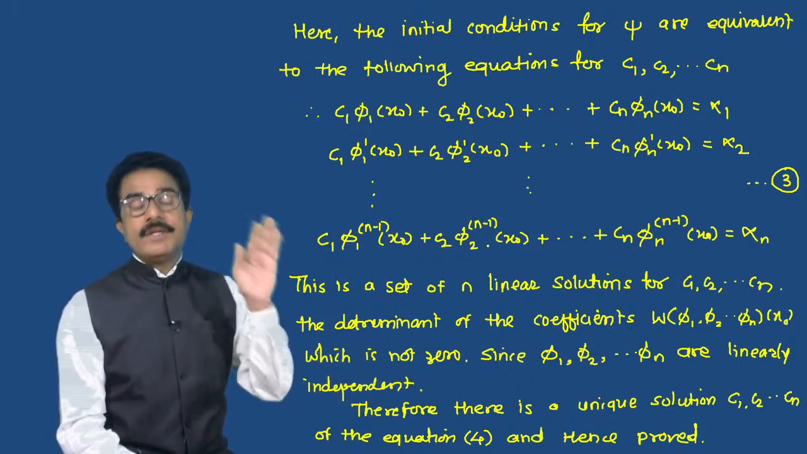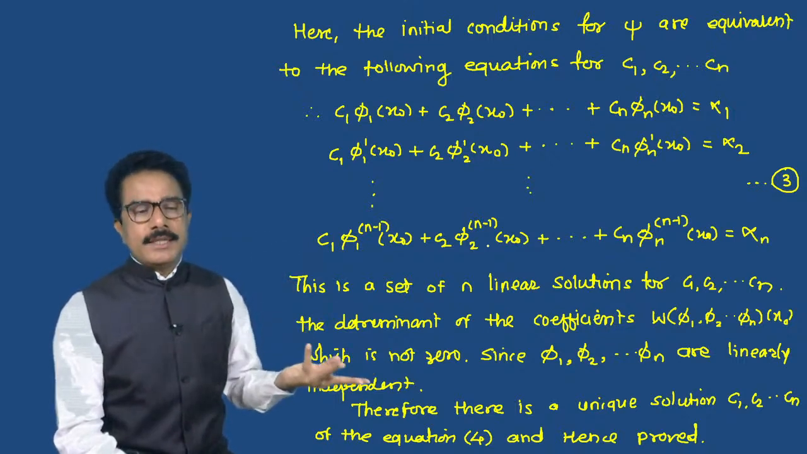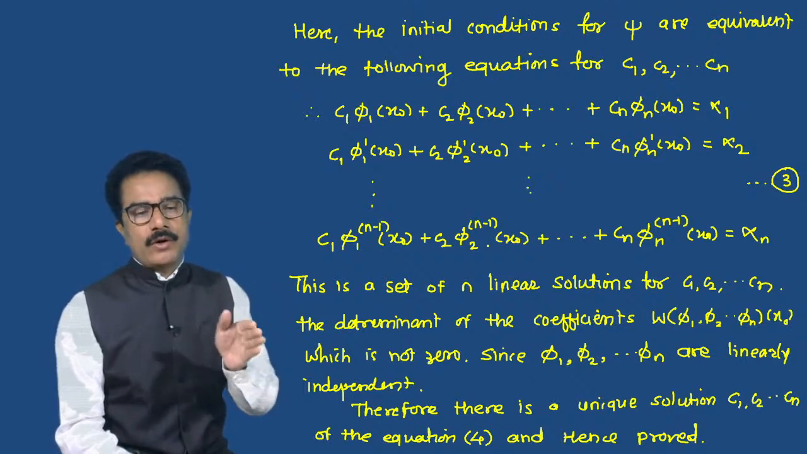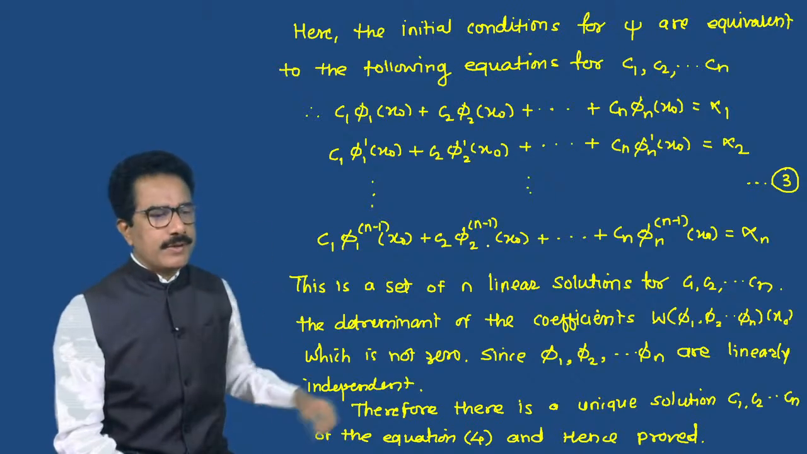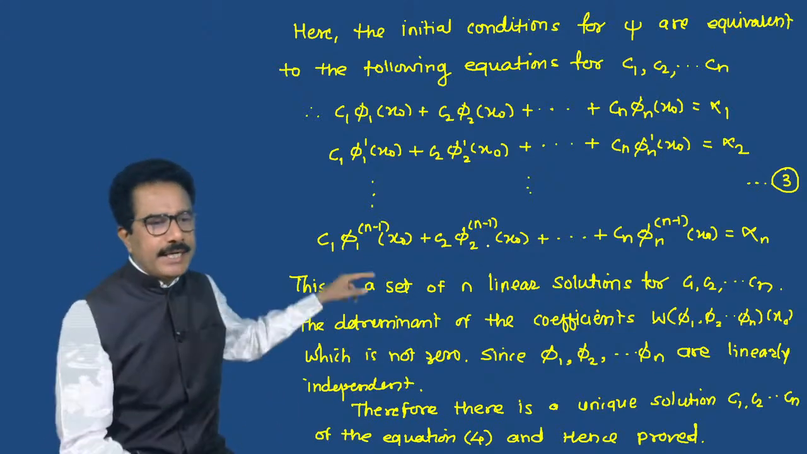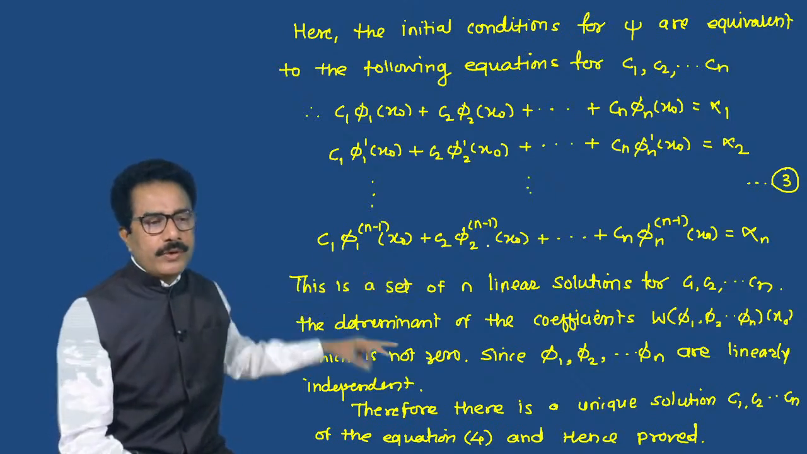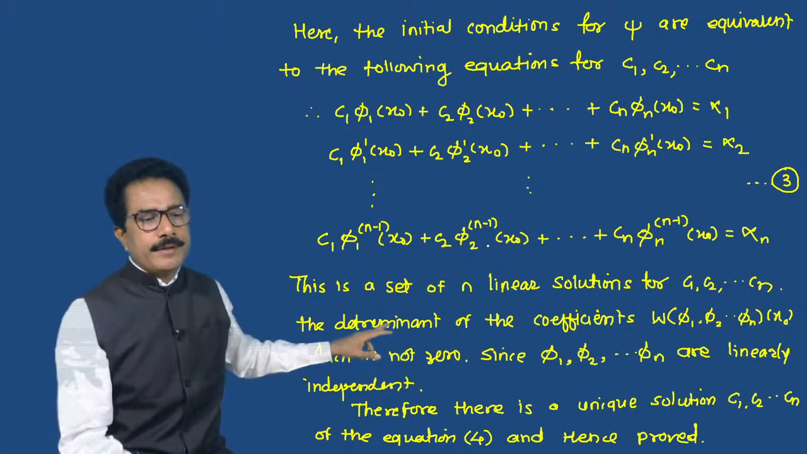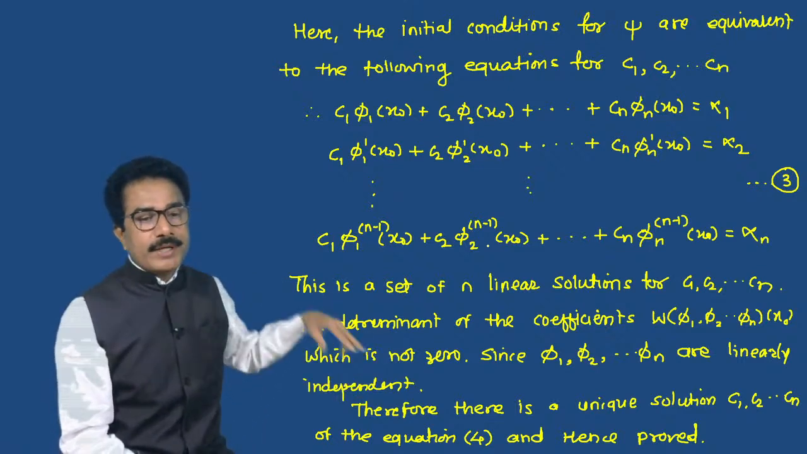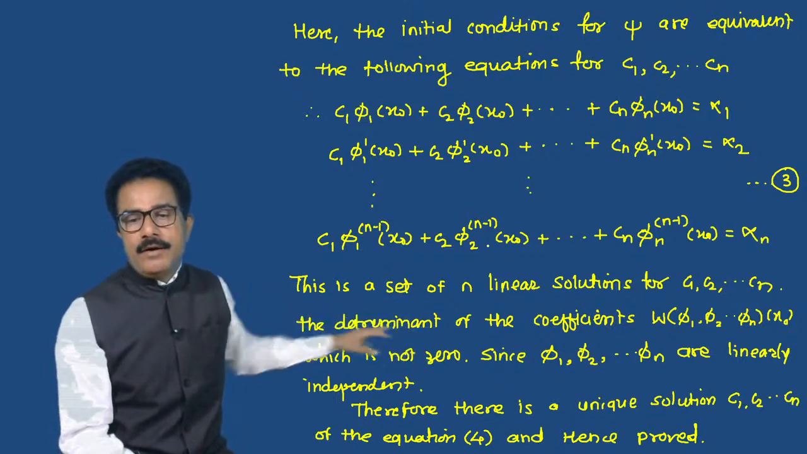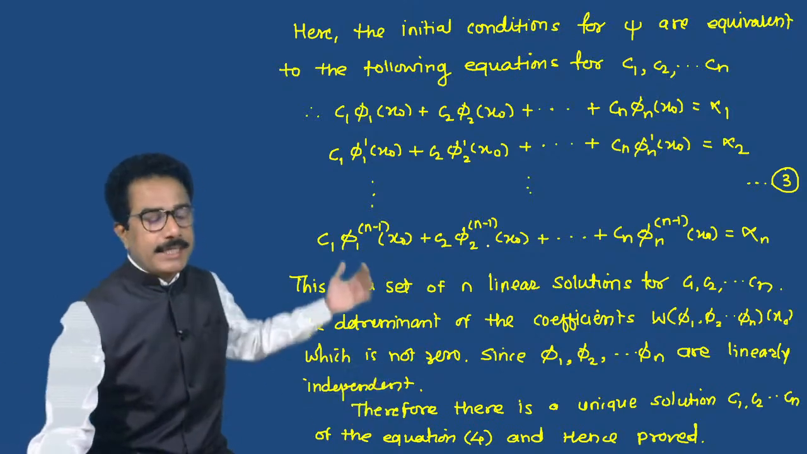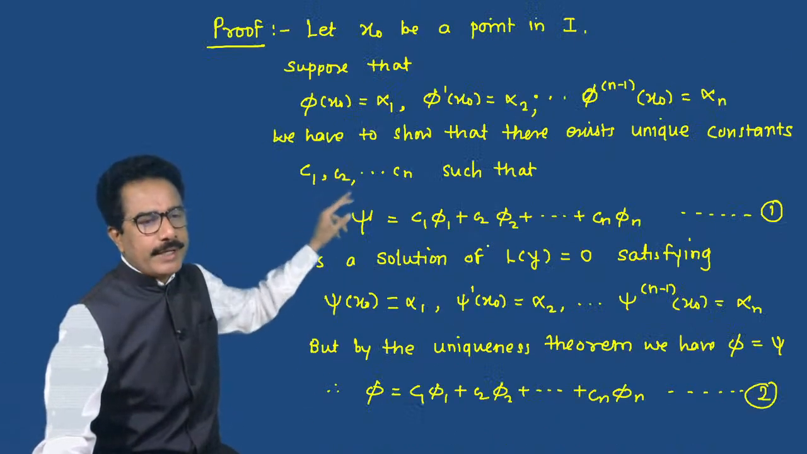The determinant of the coefficients, we all know, is given by the Wronskian of phi 1, phi 2, dot dot dot phi n of x naught, which is not equal to 0. If the solutions are linearly independent, then this is not 0. So since phi 1, phi 2, phi 3 are linearly independent, the Wronskian is not equal to 0, because phi 1, phi 2, phi 3 are linearly independent solutions.